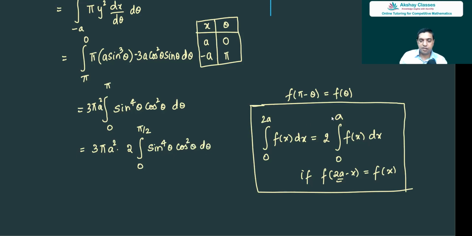What is this? 2a is taken as pi. That means a is pi by 2. So 2 times pi by 2 minus theta is f of 2 pi by 2 minus theta is equal to f of theta. So it is 0 to pi by 2. So we get 6 pi a square into, apply the Wallis formula now for this integral, 3 into 1 upon 4 plus 2, 6 into 4 into 2, and both are even powers, so multiply by pi by 2. So 6 and 6 cancels.